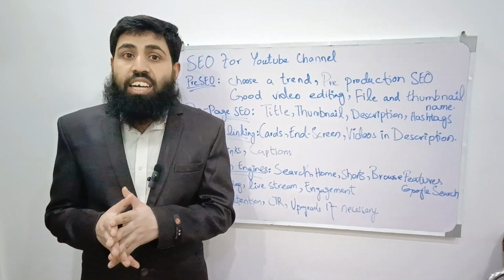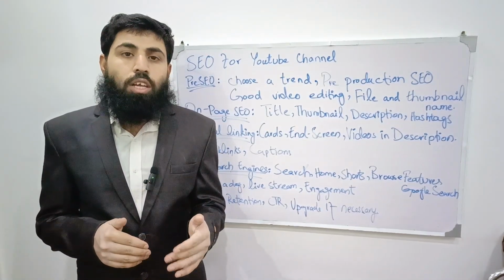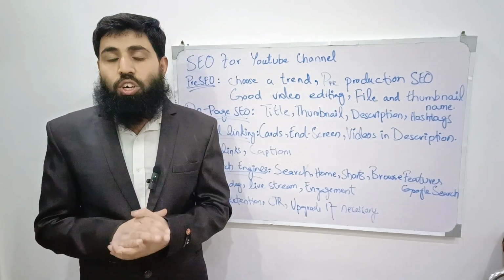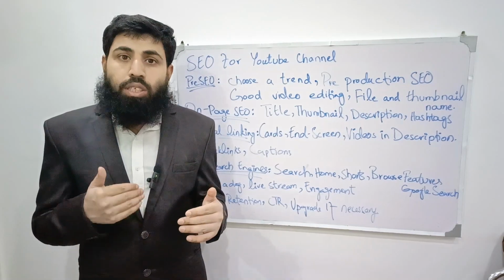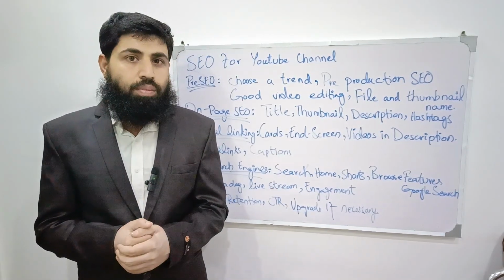Second is search. YouTube is second largest search engine on the internet. So someone searches for the topic, your video might appear in front of them. Third is shorts. If you do some shorts or do vertical live stream, your video might appear in shorts.